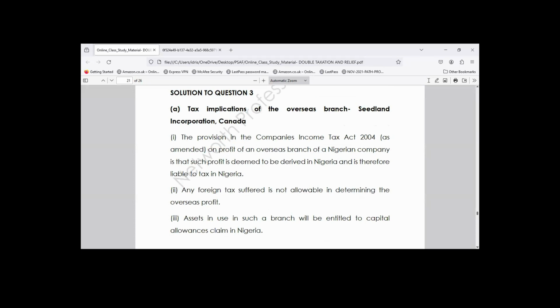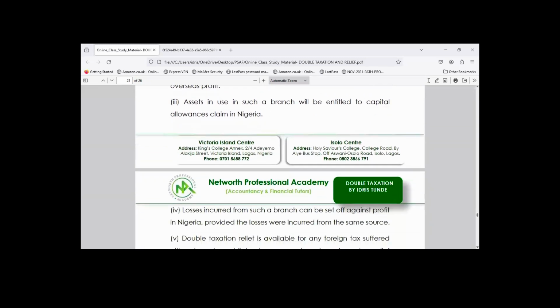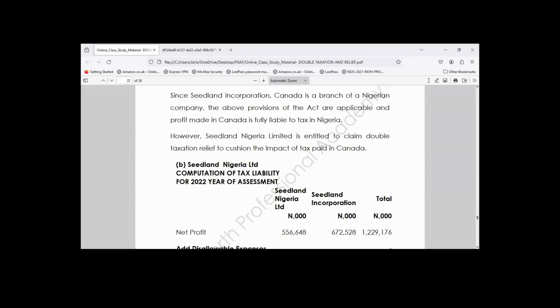Any foreign tax suffered is not deductible in determining overseas profit. Assets used in such a branch will be eligible for capital allowance claiming. Double taxation relief is available on any foreign tax suffered in the overseas branch.